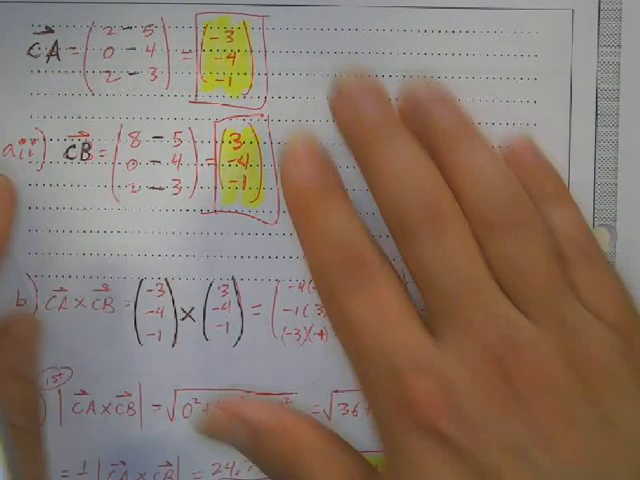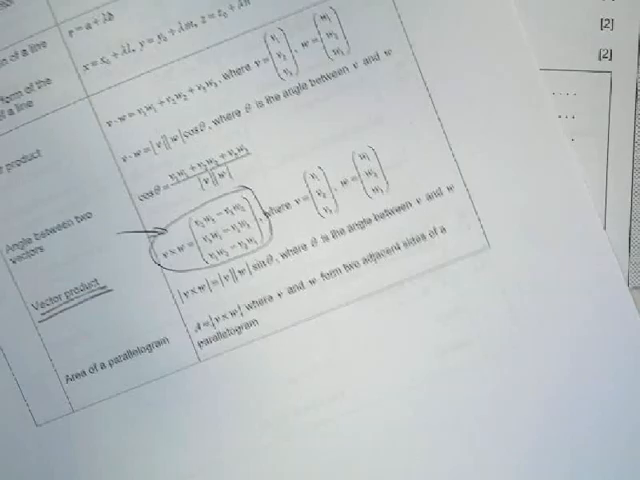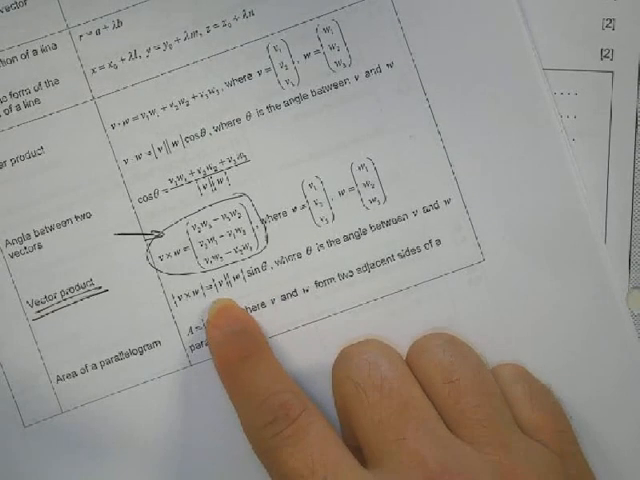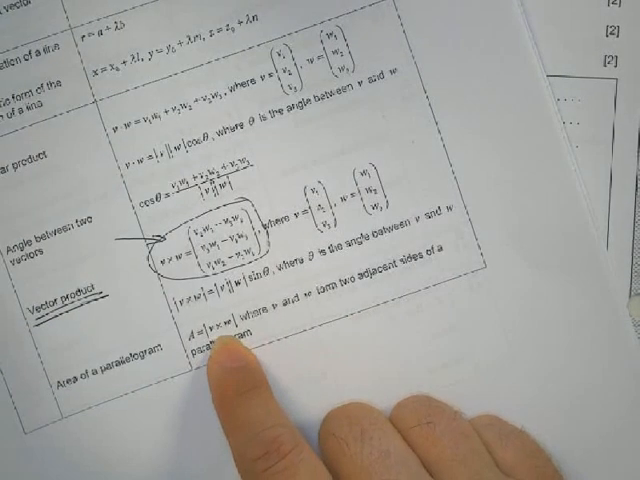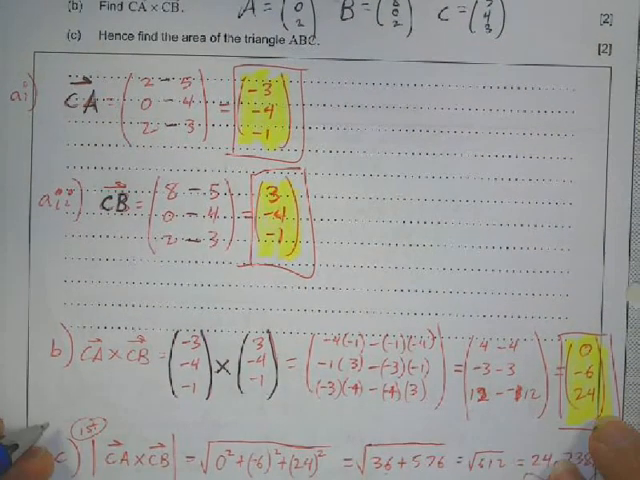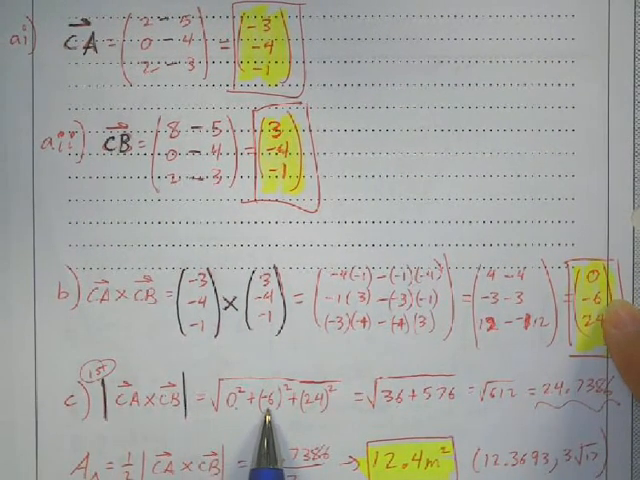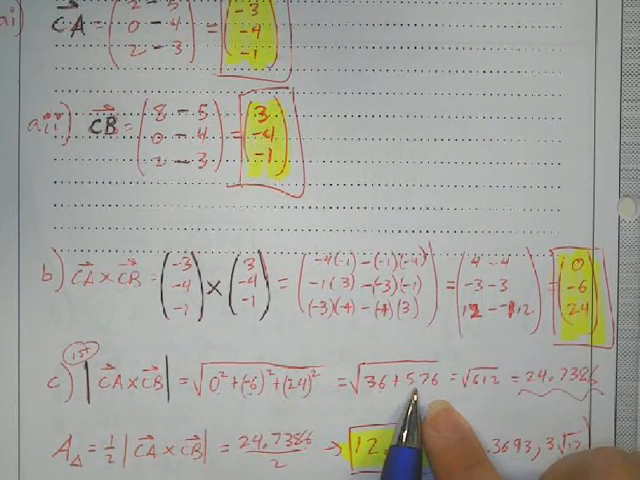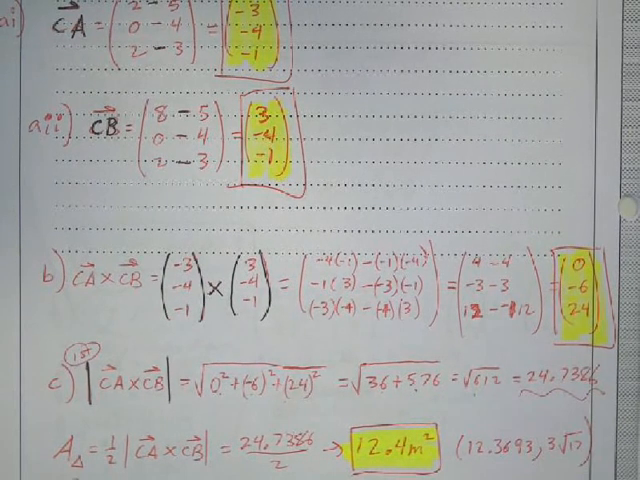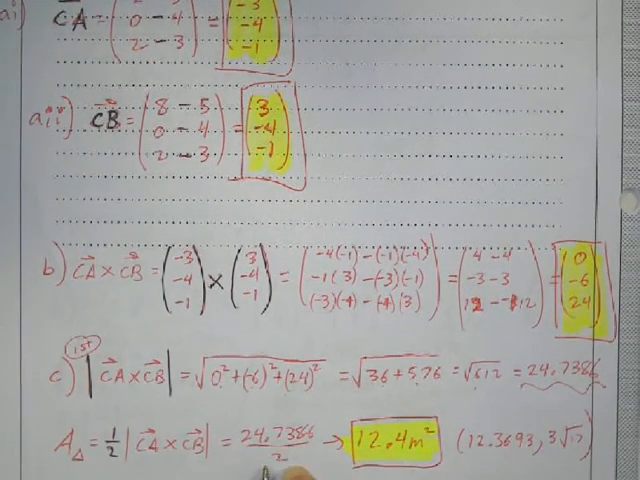So the last question says, hence find the area of the triangle. To find the area of any triangle, the formula is going to be the magnitude of the cross product. So first I've got the cross product here, and now I'm going to find the magnitude. I'm going to have 0 squared plus -6 squared plus 24 squared. So then I end up with 36 plus 576, which gives me this value. Now I've got my magnitude here, and I divide it by 2 in order to get the area of a triangle. Okay, and there we go.